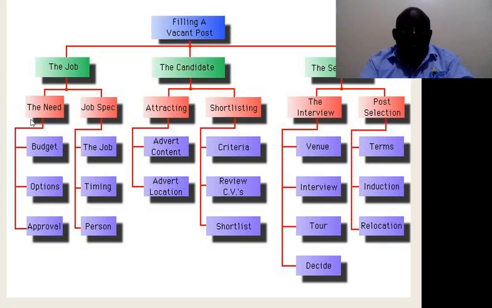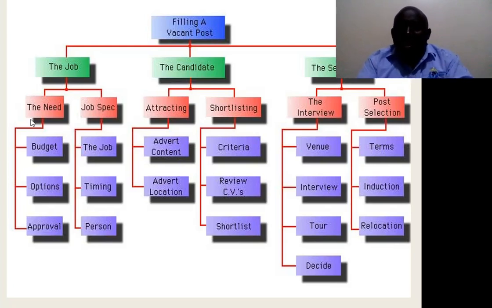Then you move to the level of shortlisting the candidates. You shortlist the candidates based on the advert content, what you sent out, and many other issues. So you begin developing the criteria. Who qualifies to be shortlisted and who should not? Definitely you need to review the CVs of the people, and then you do the shortlist.